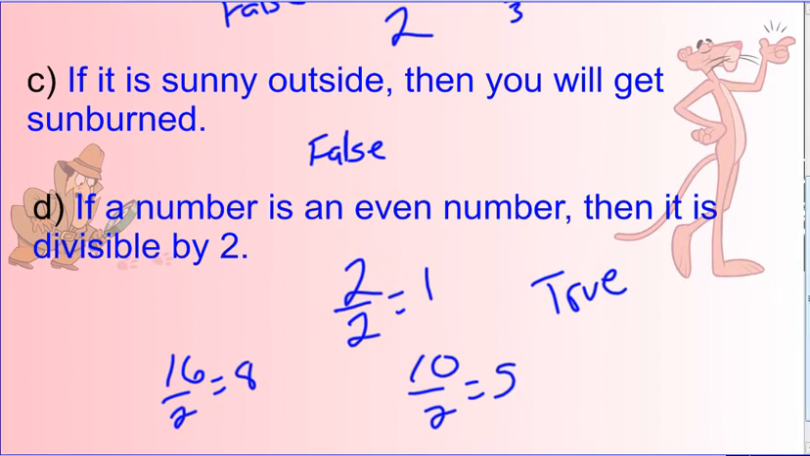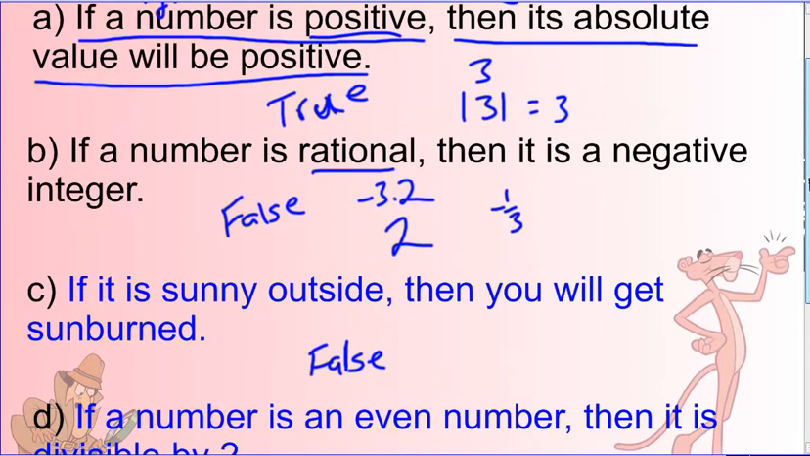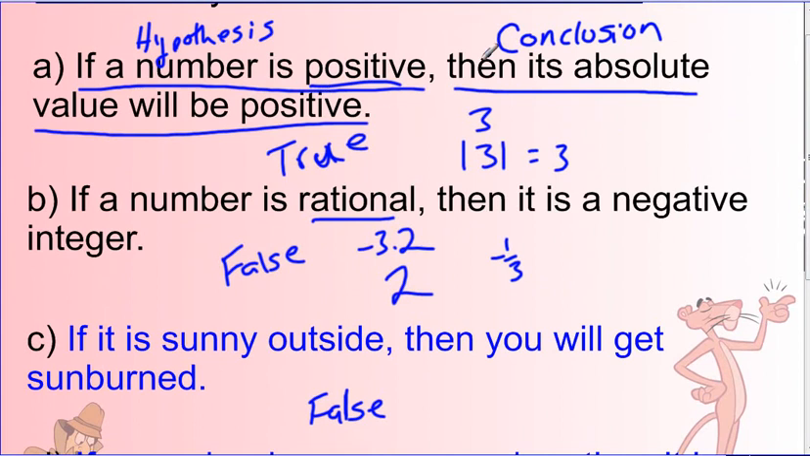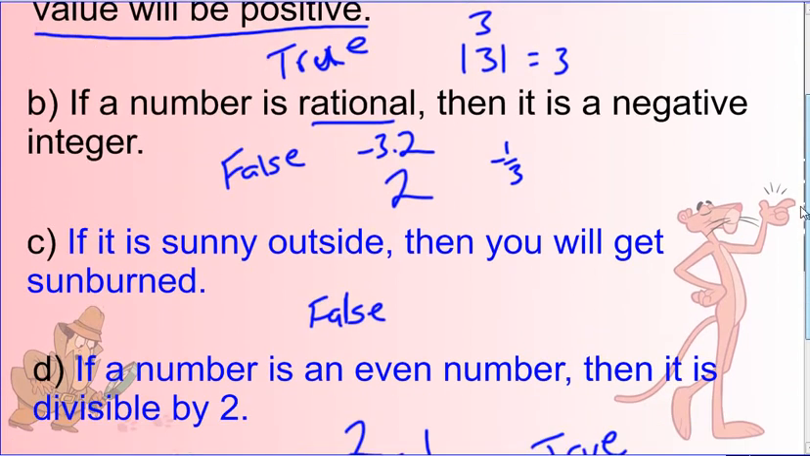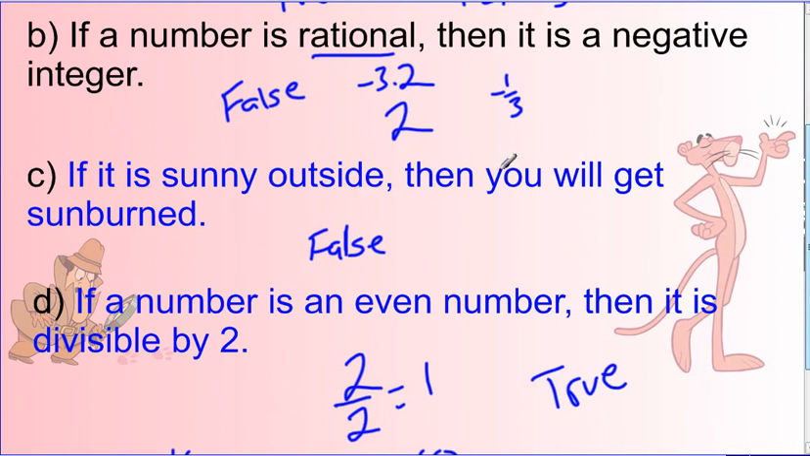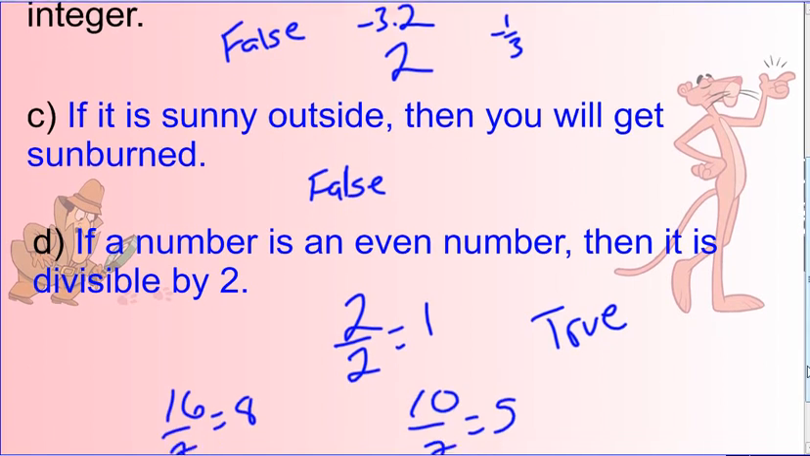Okay. So we've looked a little bit at these if-then statements. You have your hypothesis and your conclusion. And the way we said if this was a true statement is we came up with examples of the first part and then saw, is it always true for the second part? If it's not always true, then you write false.